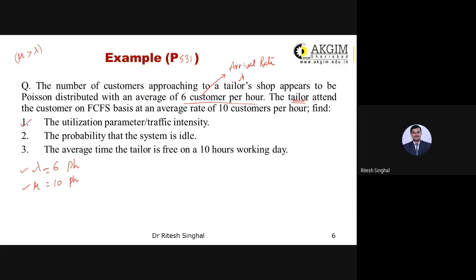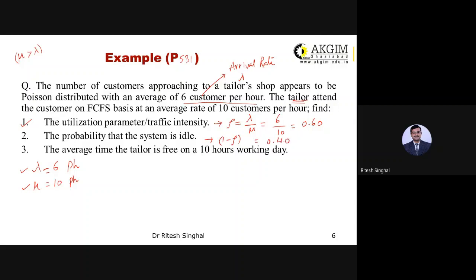First part is the utilization parameter, traffic intensity, denoted as rho. Rho is nothing but lambda by mu. Here lambda is 6, mu is 10, so rho is 0.60. It is clearly understood that 60% of the time the server is busy. And what is the probability that the system is idle? That is 1 minus rho, which means 40% of the time the server is idle.